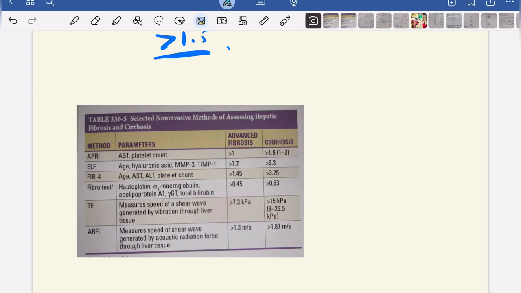And there are other non-invasive tests which I will be discussing in a coming video.